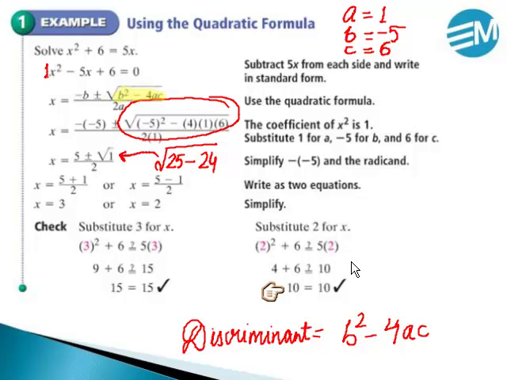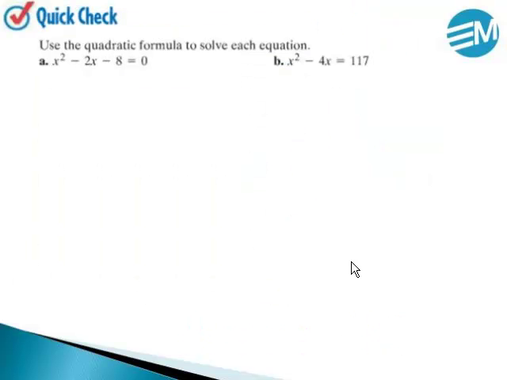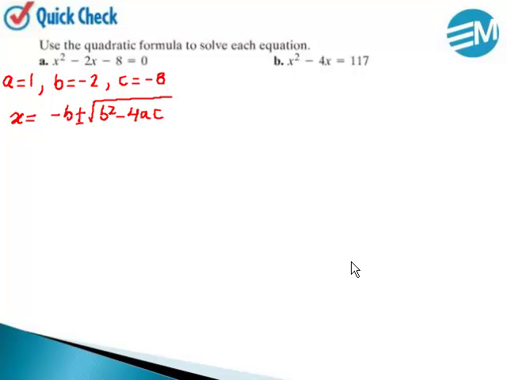Let me do the first part and you do the second part on your own. Here we have a equal to 1, b equal to negative 2, and c equal to negative 8. That's correct. Now we will write out the formula for getting the value of x, which is minus b plus minus under square root of b squared minus 4ac, over 2a. That's correct.